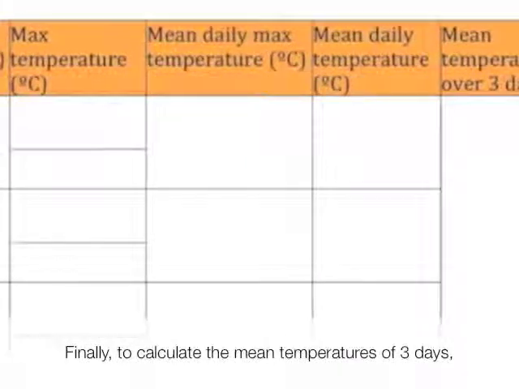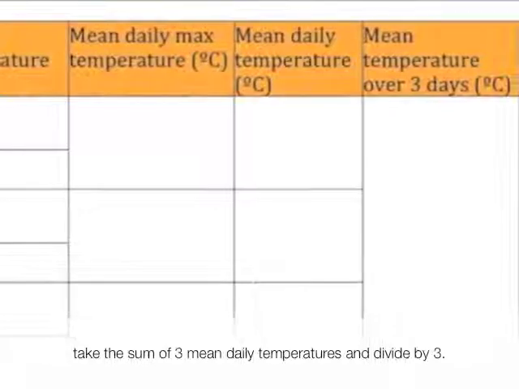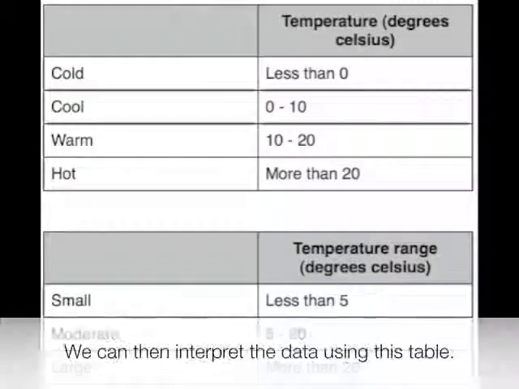Finally, to calculate the mean temperature of 3 days, take the sum of 3 mean daily temperatures and divide by 3. We can then interpret the data using this table.